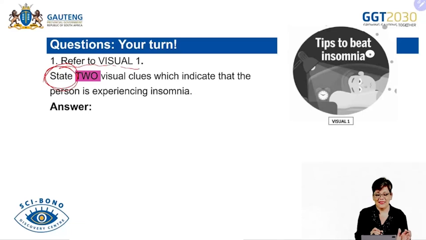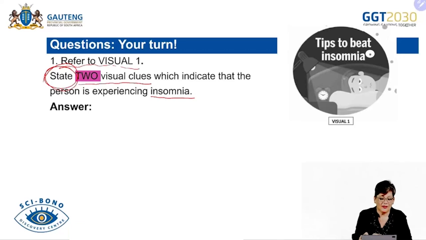What do we need to state? We need to state 2 visual clues. So we literally look for visual clues, not words, visual clues, which indicate that the person is experiencing insomnia. Now, we know insomnia means sleeplessness. So let's look at a picture. Can you find the 2 visual clues to tell us that this person is experiencing insomnia or sleeplessness?